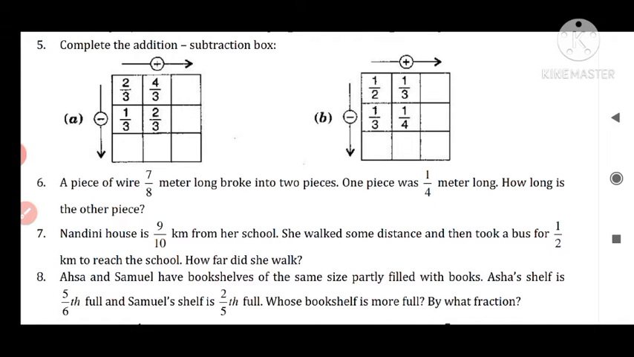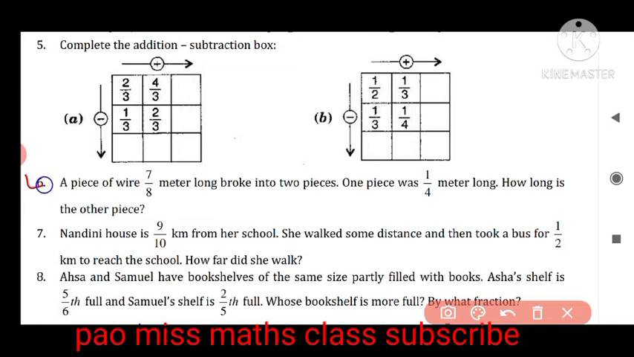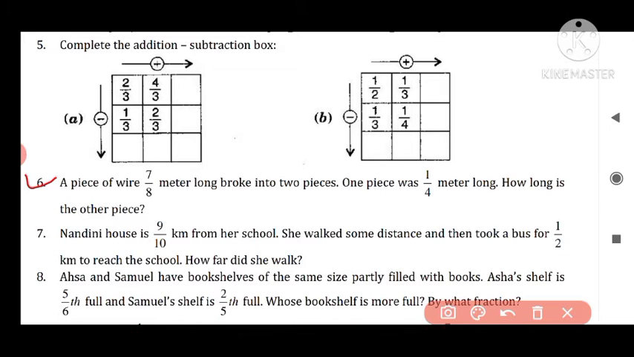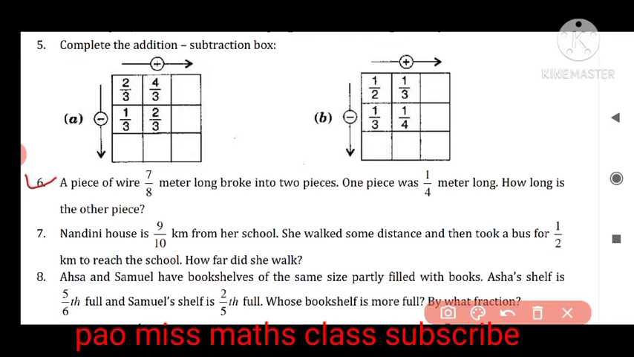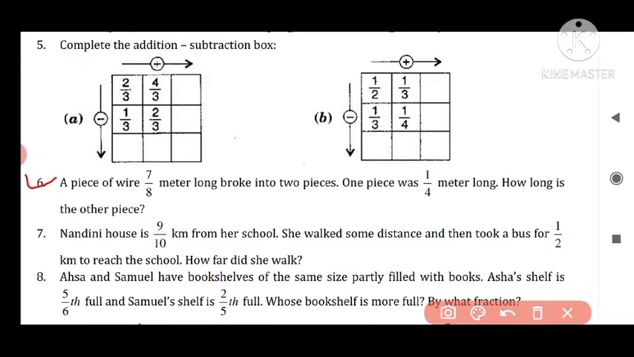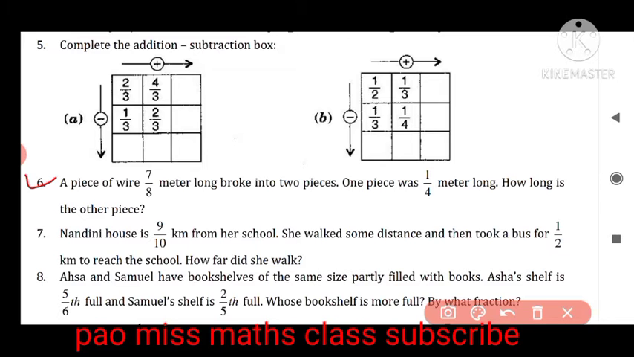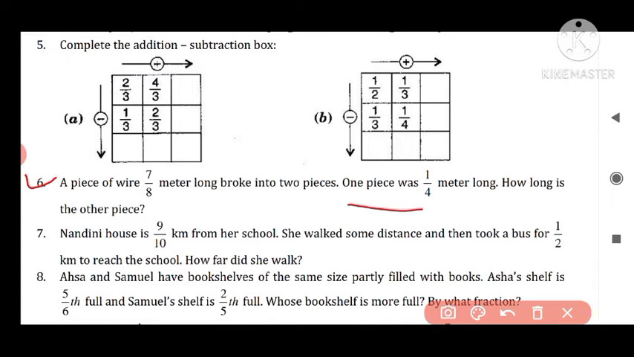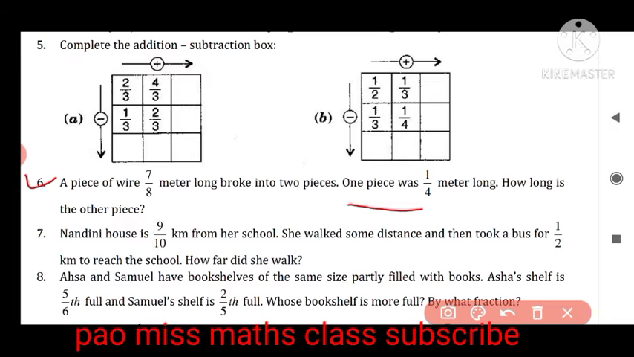Question number 6. A piece of wire 7/8 meter long broke into two pieces. Okay, there was a wire and the length of the wire is given as 7/8. Now it is broken into how much? Two pieces, and one piece was 1/4 meter long. Okay, how long is the other piece? Now you have to find the other piece.